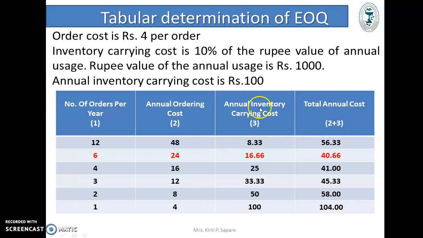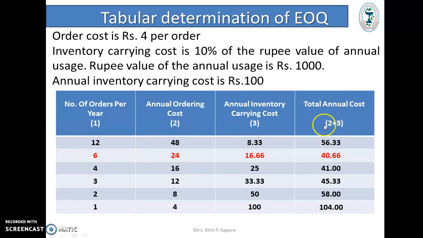Third column is annual inventory carrying cost. Annual inventory carrying cost is rupees 100. So if the material is ordered 12 times, then annual inventory carrying cost is 100 divided by 12, 8.33; 100 divided by 6, 16.66; 100 divided by 4, that is 25; like that, 100 divided by 1, that is 100. So the third column we have calculated by 100 divided by the first column, and you will get annual inventory carrying cost. So second column is first into 4, and third column is 100 divided by first column.